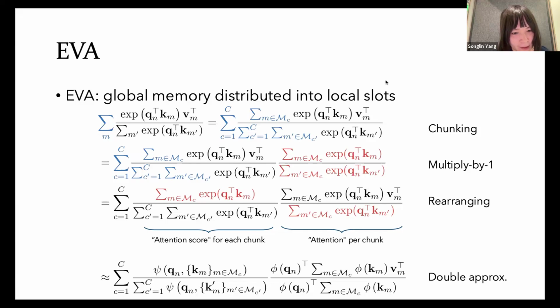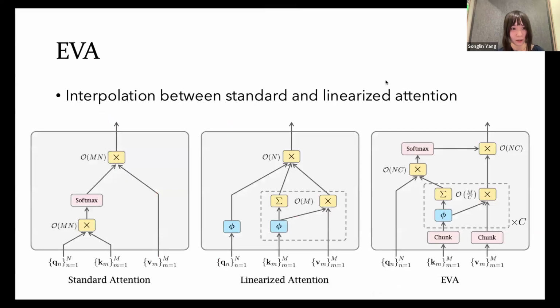Before describing all the details, I would like to highlight some high-level intuition of EVA. Basically, EVA tries to interpolate between standard attention and linear attention. Instead of storing every single element in memory slots, as done in standard attention, or storing all information in a single global memory state, as done in linear attention, EVA tries to find the middle ground between these two approaches and interpolate them to find a nice sweet spot. This is the high-level intuition of EVA.